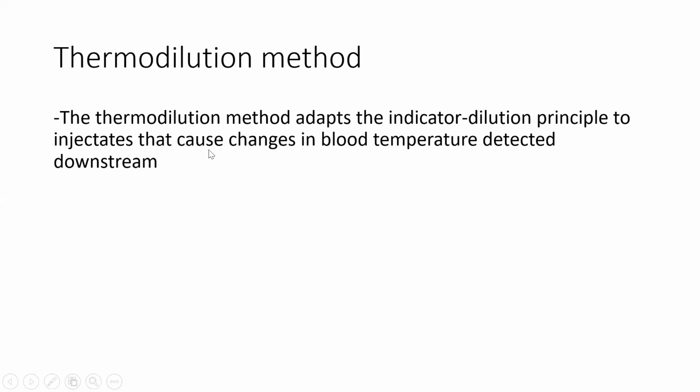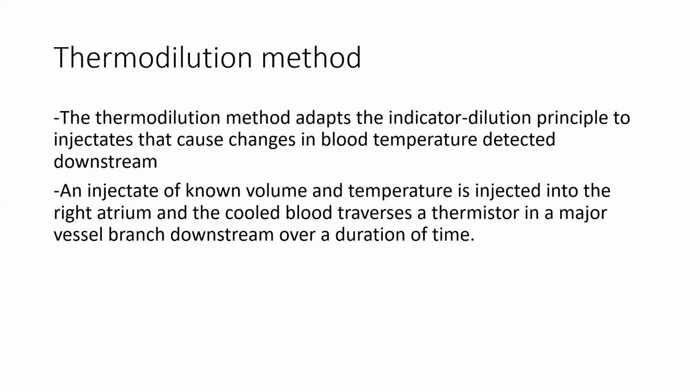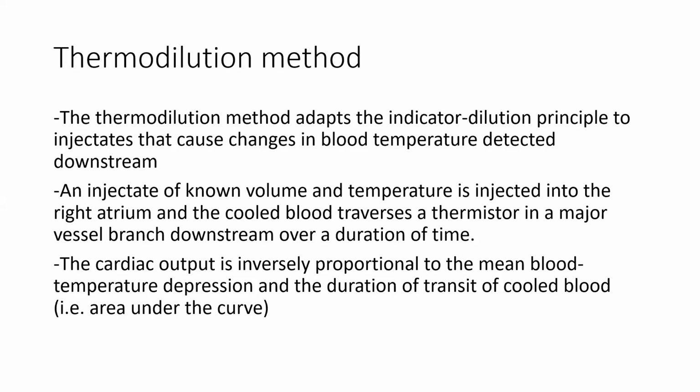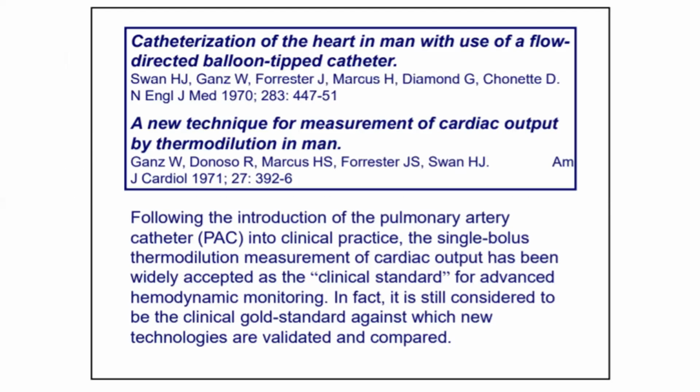All right. So the thermodilution method adapts the indicator dilution principle to injectates that cause changes in blood temperature downstream. An injectate of known volume and temperature is injected into the right atrium, and the cool blood traverses a thermistor in a major vessel branch downstream over a duration of time. The cardiac output is inversely proportional to the mean blood temperature depression and the duration of transit of cool blood, i.e. the area under the curve. So this looks like a lot of words, but the principle is just what I tell you. Okay. So again, the Swan-Ganz catheter.